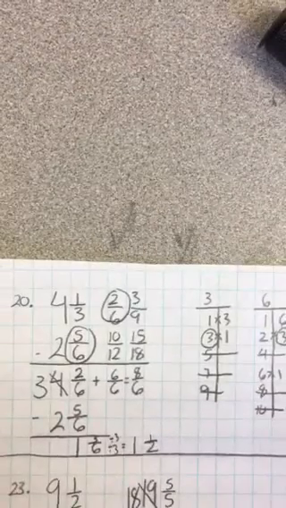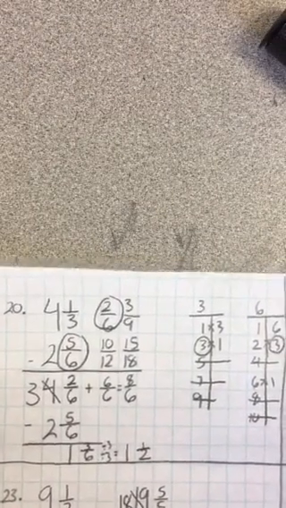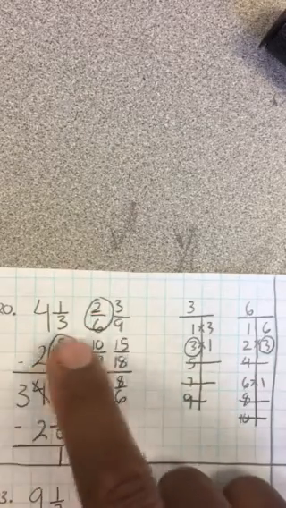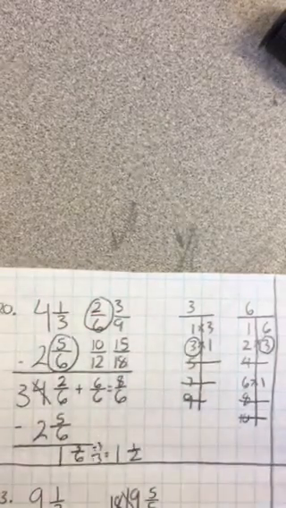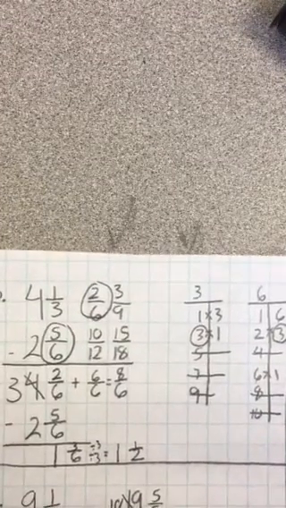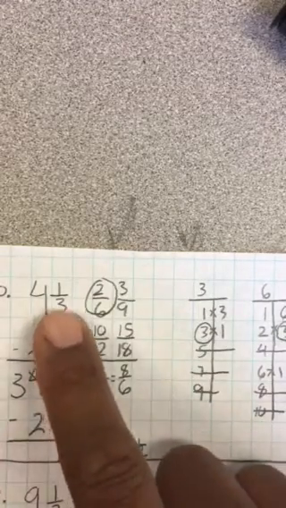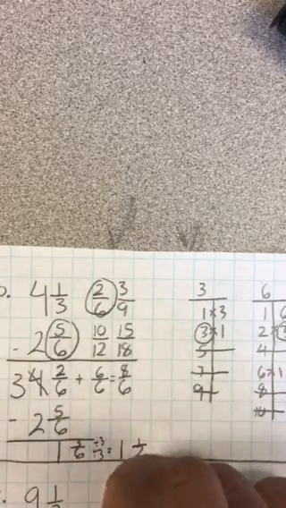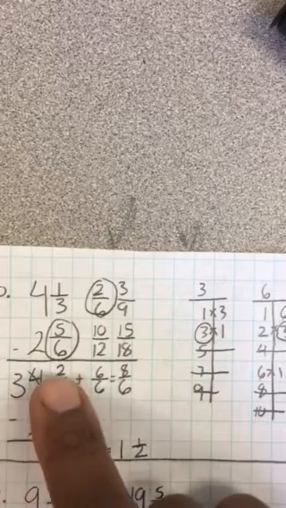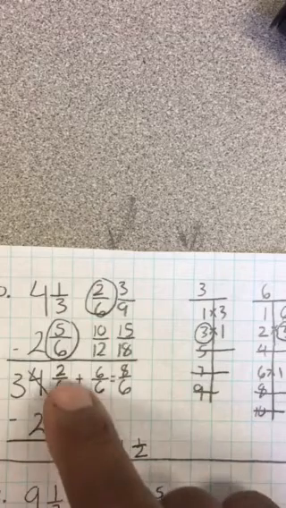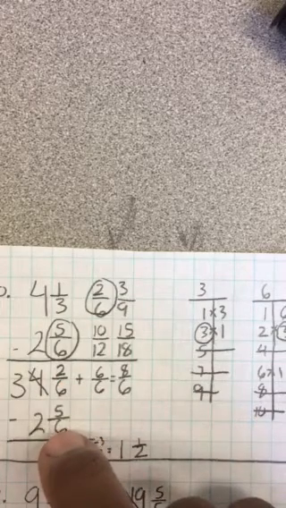Let's zoom out so you can see the factor chart as well, since we had to use our factor chart. Okay, so I have 4 1/3 minus 2 5/6. I have different denominators, therefore I have to find a common denominator. My common denominator is 6. I'll rewrite my problem, so I have 4 2/6 minus 2 5/6. If I only have 2/6, I can't take away 5/6.